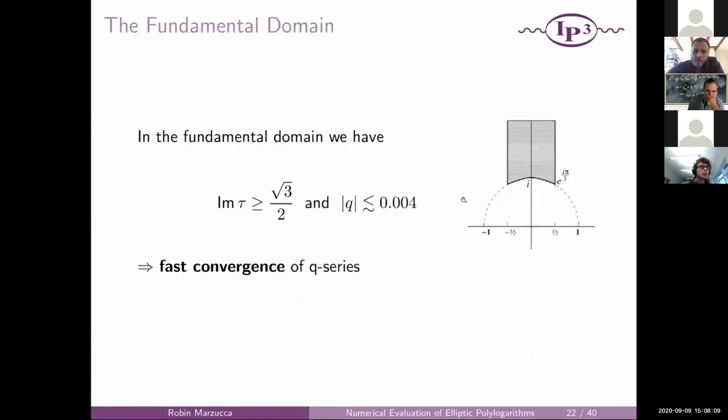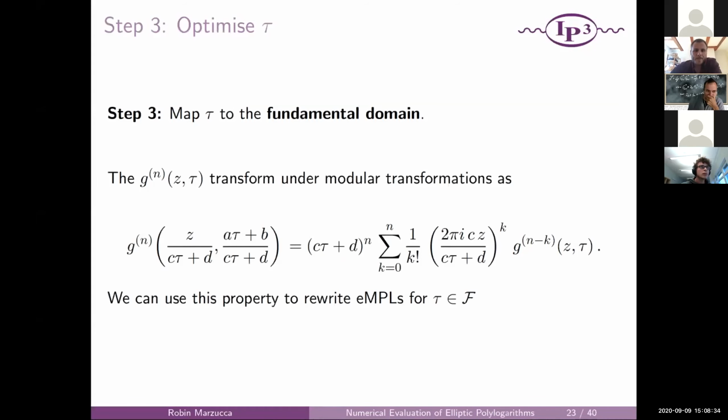And of course, once you've done this, then the smallest imaginary part you can possibly get is here at this edge down here. So the imaginary part of tau will always be at least square root of 3 over 2, which means that the modulus of Q will be smaller than 0.004, roughly. So this is very good for the convergence of the Q series. Now, this is step 3, so we optimize tau, which means we map it to the fundamental domain.